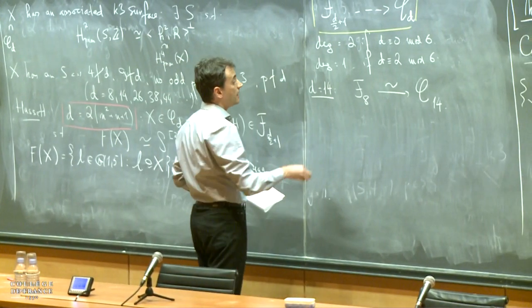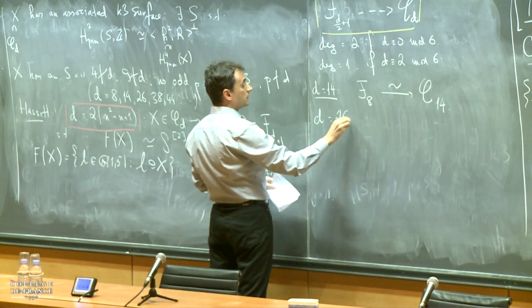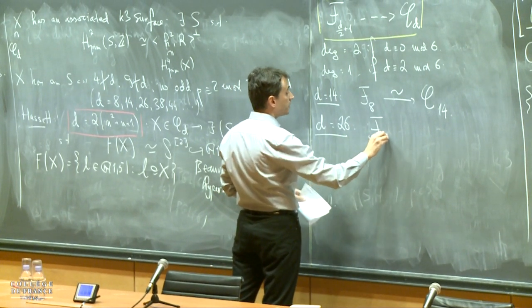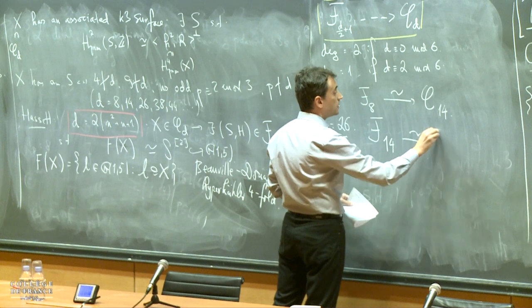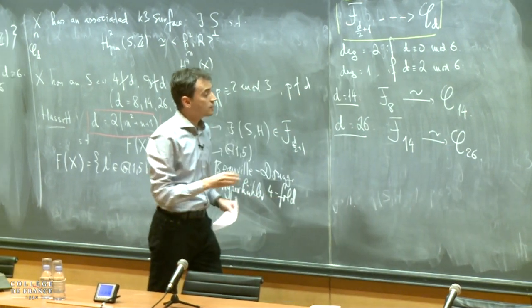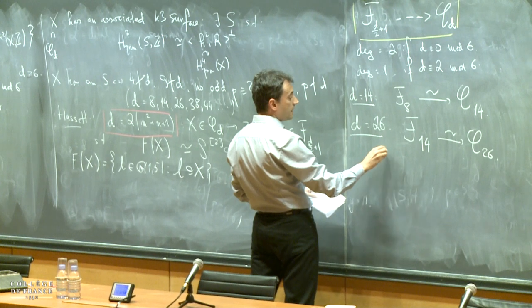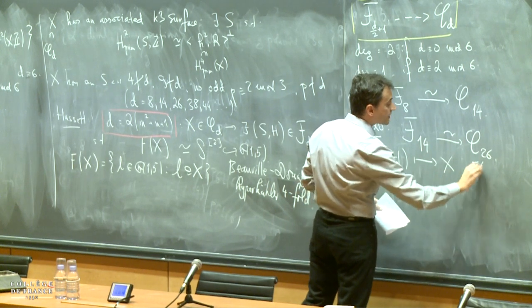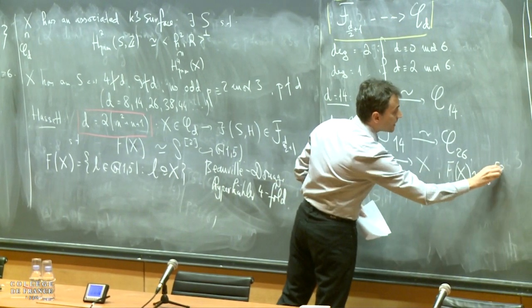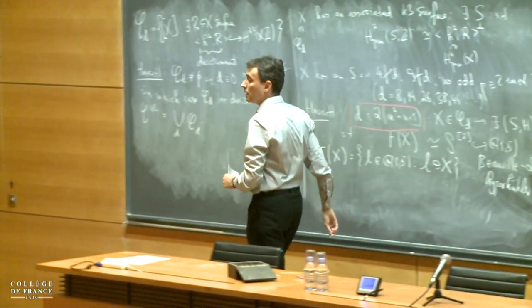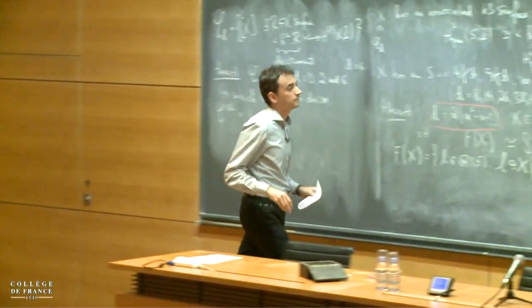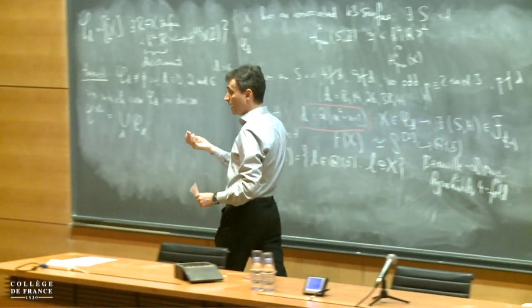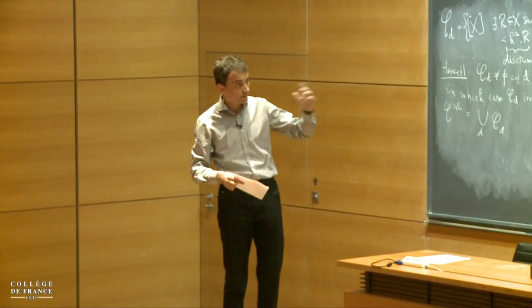The next case is D equals 26. And there, via Hassett, we have this isomorphism: F14 is isomorphic to C26. And the isomorphism, I just repeat, sends a K3 surface S to X, where F_X is isomorphic to the Hilbert scheme of 2 points on S. When you say isomorphism, you mean birational? Birational. Everywhere, yeah. This is a statement about the birational geometry, so it doesn't make a difference.